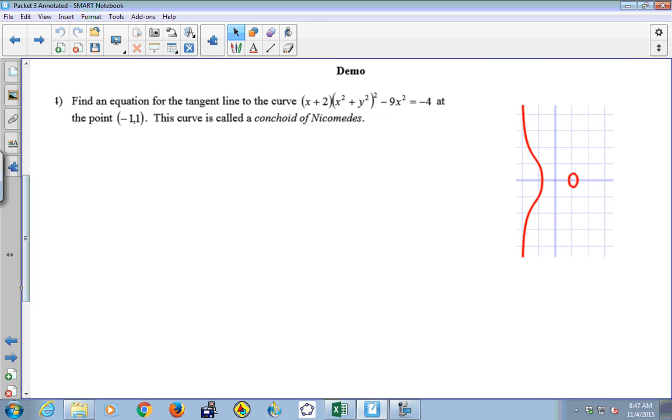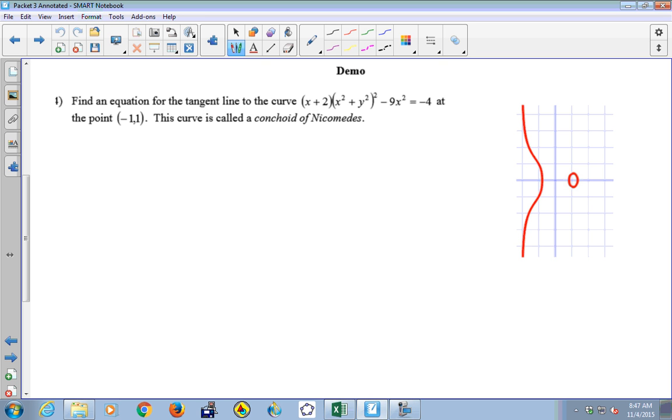Okay, so let's do an example. I want to find an equation for the tangent line to this curve. So I've got a picture of it here. That is its formula. It's kind of a crazy complicated formula. Solving that formula for y would be really difficult. I'd have to square the x squared plus y squared, distribute my x plus 2. Solving it for y would be some really messy algebra. So I'm not going to do that. Instead, I'm going to use a technique called implicit differentiation.